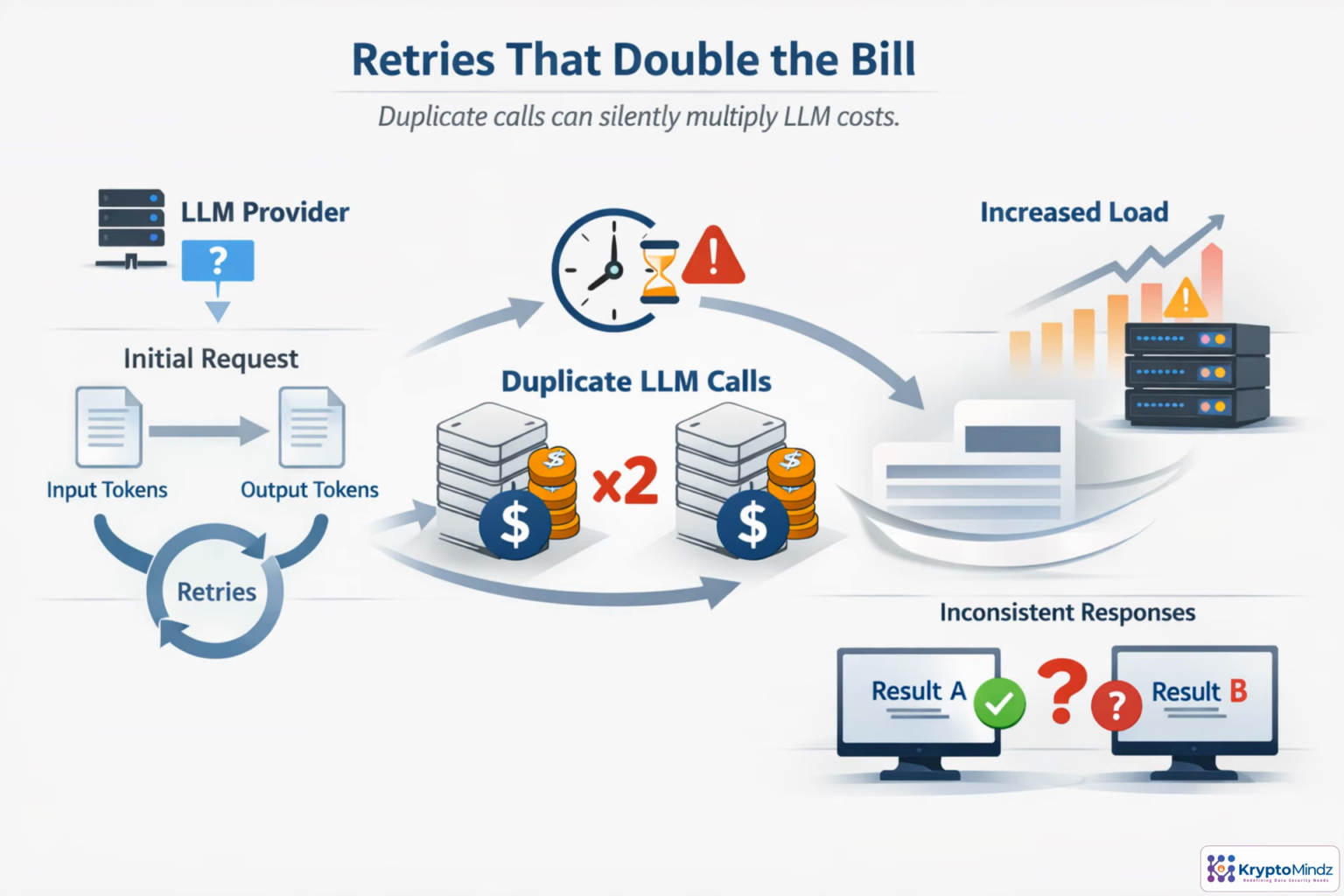Retries are useful, but with LLMs they are not free. A timeout does not always mean the first request failed. It may still be running at the provider, generating output tokens and a bill. If the application immediately sends the same prompt again, you may pay for both calls and receive two different completions. During provider slowdowns, aggressive retries can also add traffic to an already degraded system. Safer designs use idempotency keys, retry budgets, backoff, and clear timeout handling, so recovery does not become a cost multiplier.